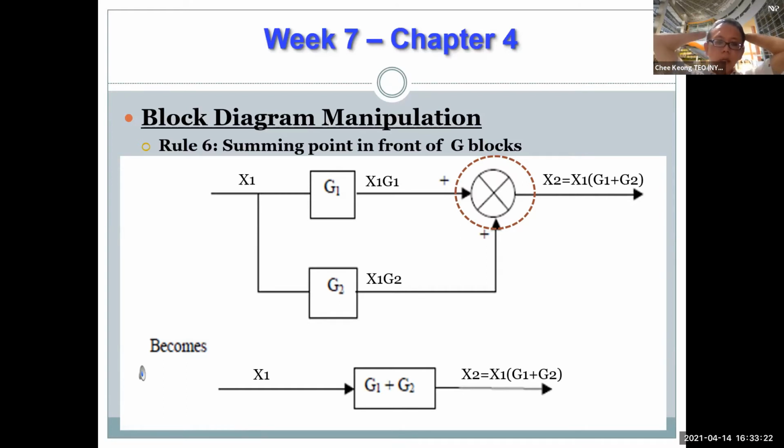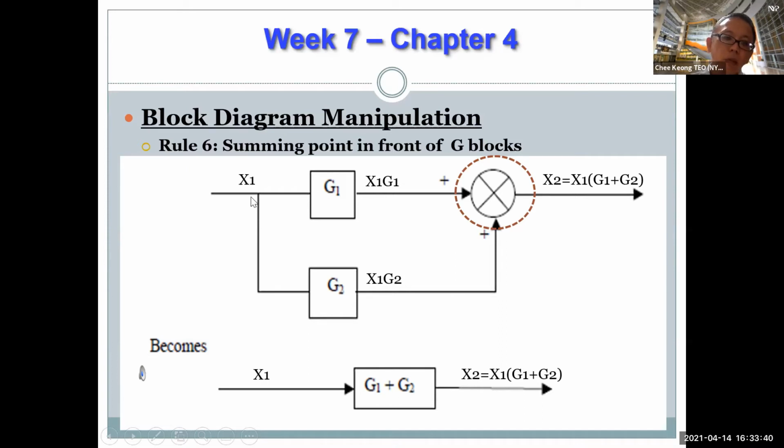Now this is the summing point in front of the nodes. Do remember that both of them are forward paths. None of them is a backward path. These are forward paths because both of them are G. Right? Both of them are G, both of them are forward paths.